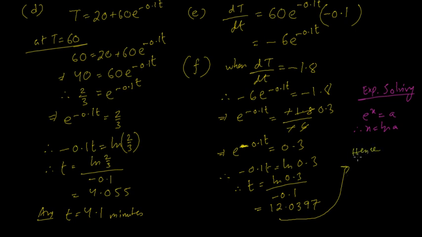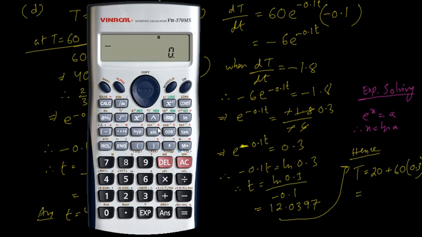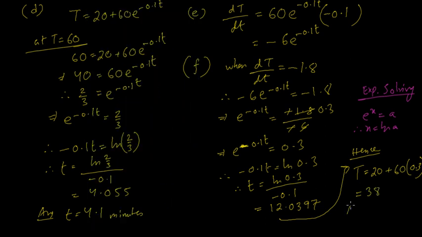Hence temperature equals 20 plus 60. Now instead of going through this trouble, I can actually put the value of e to the power minus 0.1t. The value of e to the power minus 0.1t is 0.3. I can just plug this in, 0.3. So let me calculate this directly, 20 plus 60 into 0.3, that will be 38. So the answer is 38 degrees Celsius.